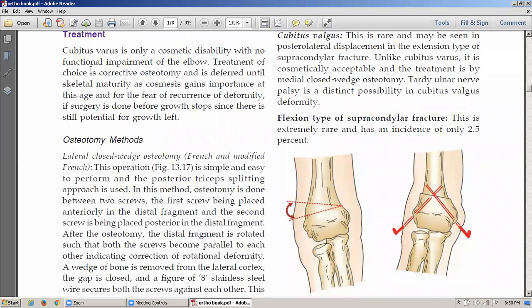Cubitus varus is only a cosmetic disability with no functional impairment of the elbow. The treatment of choice is corrective osteotomy, which is deferred until skeletal maturity, as cosmesis gains importance at this age and for fear of recurrence of deformity. If surgery is done before growth stops, there is still potential for growth-related recurrence. The osteotomy methods are lateral closing wedge osteotomy, that is French and modified French.